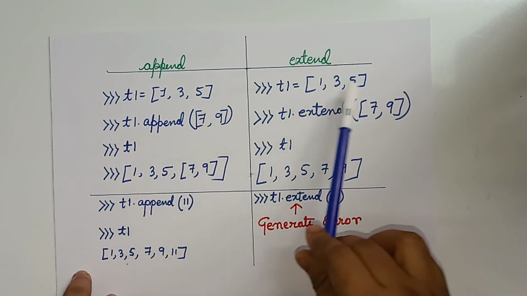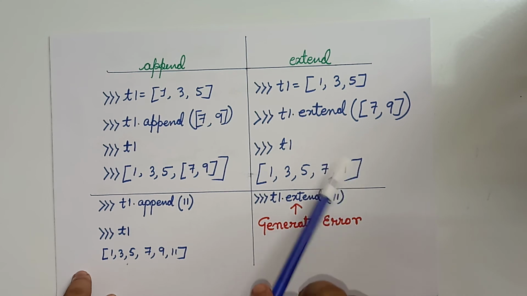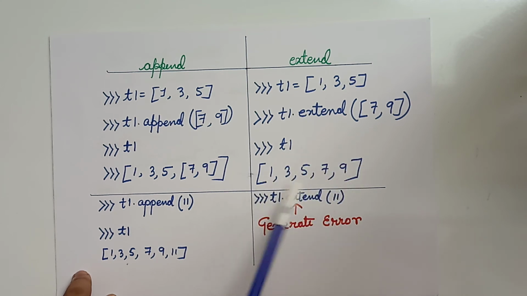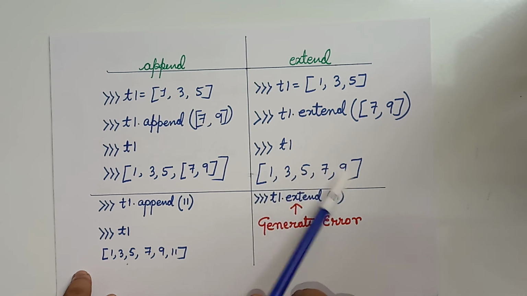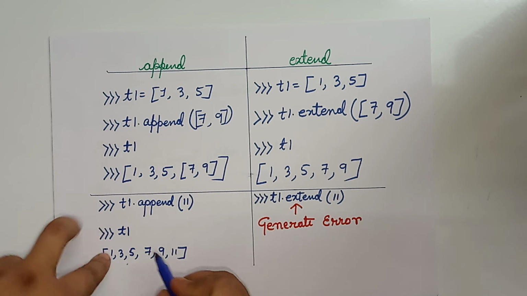Whereas in case of extend, if we do the same thing, 7 and 9 will not be added as a nested list, rather they will be added as elements. So here the length of the list will be 1, 2, 3, 4 and 5. Here it is 4 and here it is 5. Now let's say we can add a single element. So T1.append(11). So what will happen? It will append the new element. But just a minute.